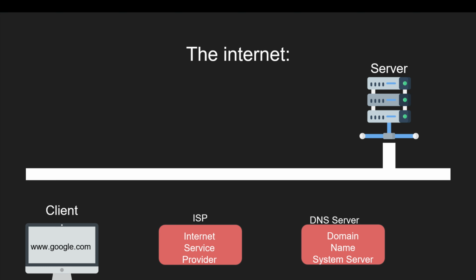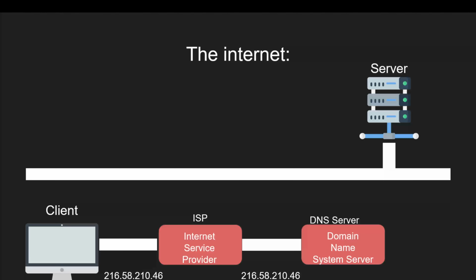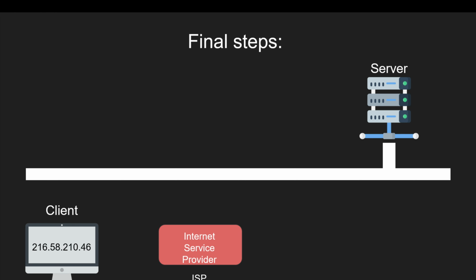So after our domain name system server registers our request, it's gonna go ahead and give us a set of numbers. Well, it's gonna first send back this set of numbers to the ISP, also known as the Internet Service Provider, which is then gonna be sent to the client, which is us. And on our side, we won't see it, but it's gonna search up 216.58.210.46. So the final steps towards getting Google to load on our homepage would be us sending the numbers back to the ISP, which will send it to the internet.